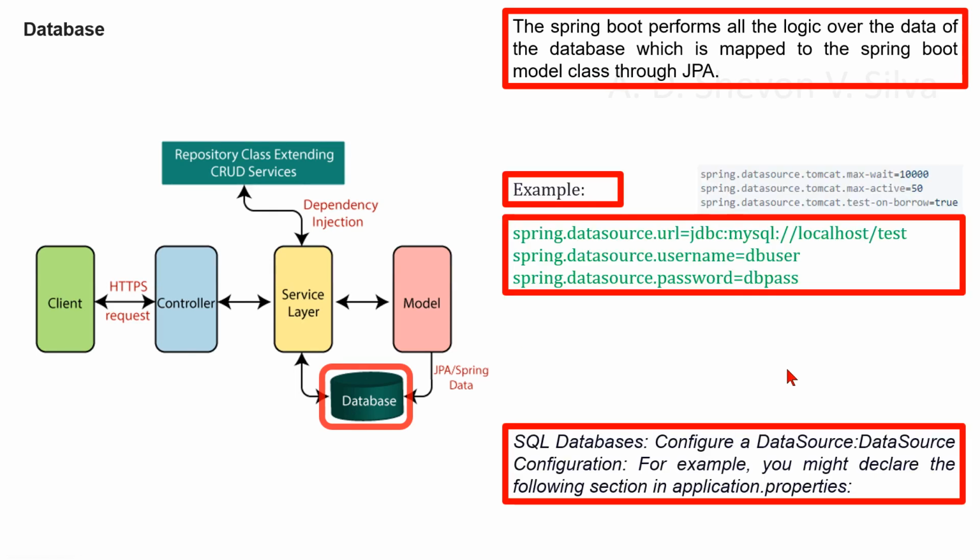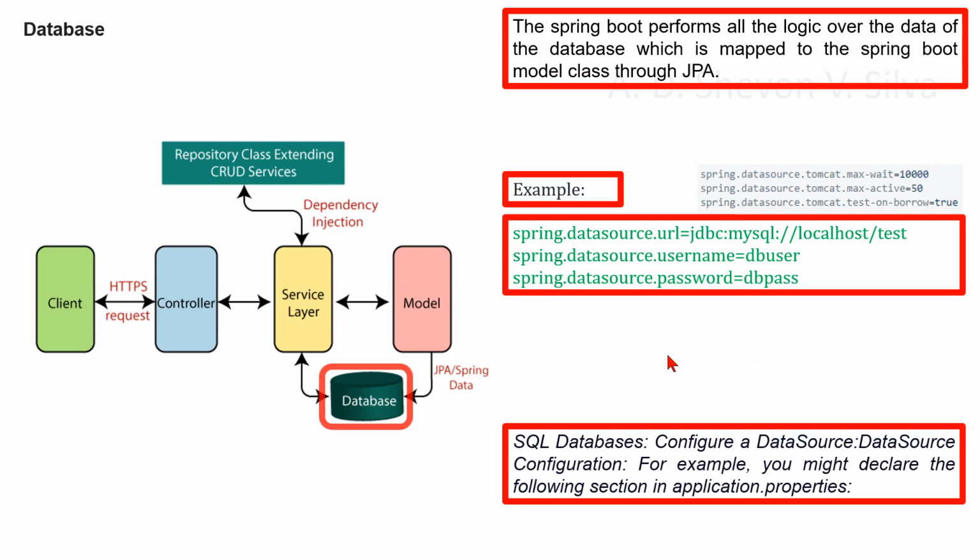As an example, we are considering data source configuration, that is, configuring a data source in SQL databases. For example, you may declare the following section in application.properties. Data source configuration is controlled by external configuration properties in spring.datasource.*. For example, you might declare the following section in the application.properties.